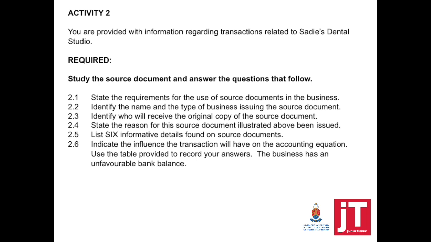The business has an unfavorable bank balance. Now, like I've mentioned in the previous activity, this is important to take note of, because if we say that the business has an unfavorable bank balance, that means that the bank is regarded as a current liability. We owe the bank the money. If it has a favorable bank balance, it will be regarded as an asset.